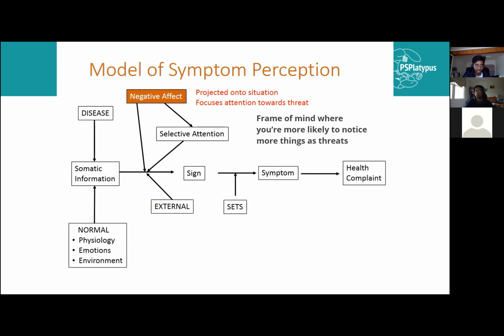One of them being negative affect. So negative affect essentially means negative emotion. So if the patient is in a frame of mind where their attention is focused towards threats, you're more likely to notice more things to be signs of stuff.